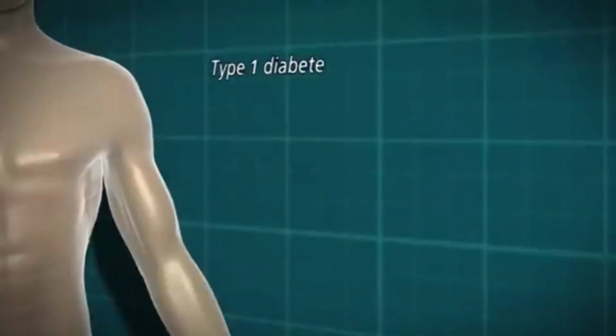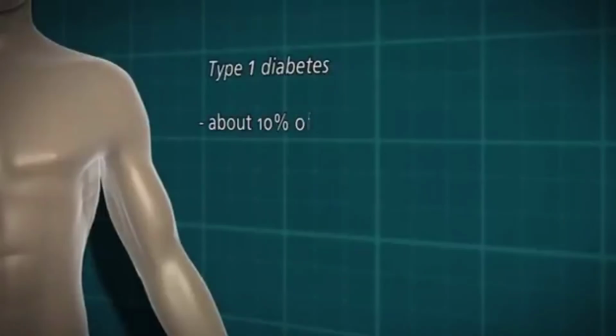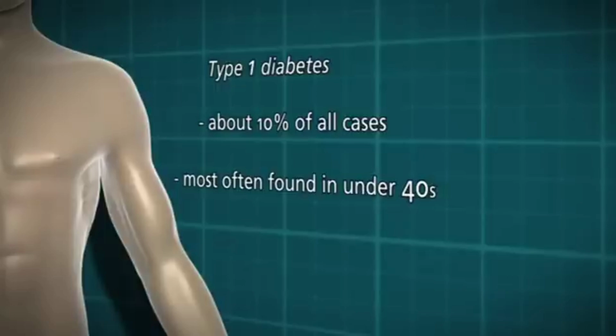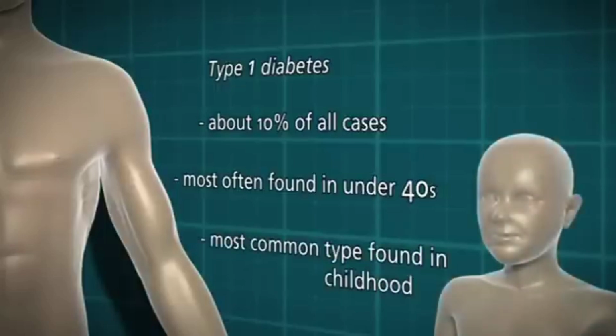Type 1 diabetes accounts for about 10% of all cases. It's most often found in the under 40s and it's by far the most common type of diabetes found in childhood.